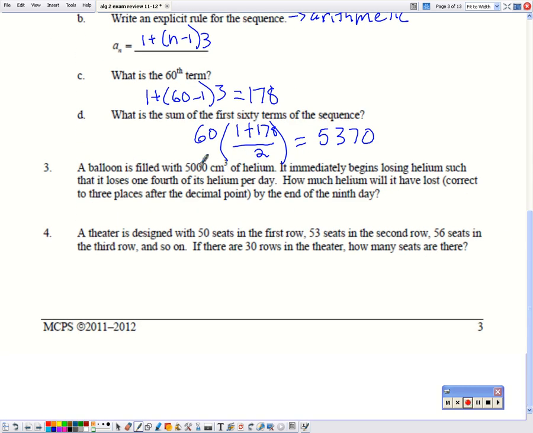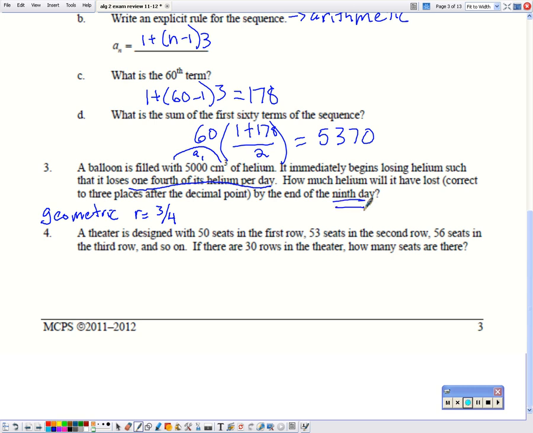Alright, number 3. A balloon is filled with 5,000 centimeters cubed of helium. It immediately begins losing helium such that it loses 1/4 of its helium per day. How much helium will it have lost by the end of the 9th day? The first thing I want to realize is that this is a geometric sequence. If something loses 1/4, that means it's going to retain 3/4. So my ratio is 3/4. My first term is 5,000.